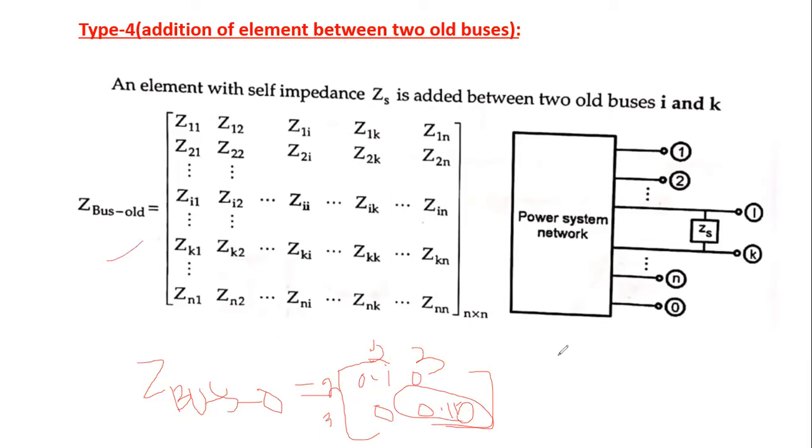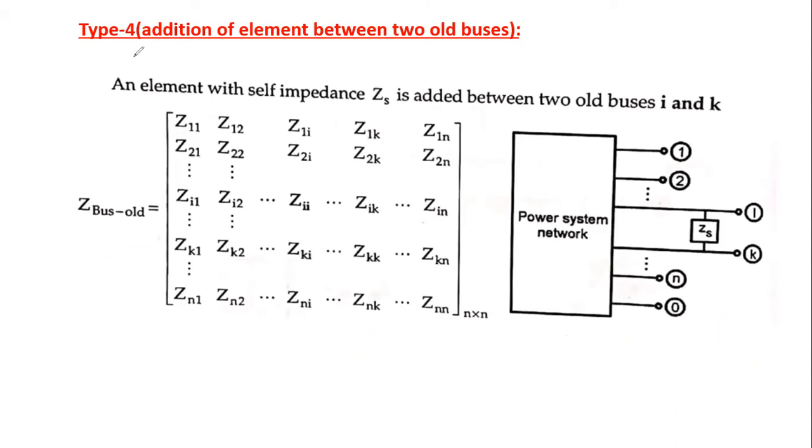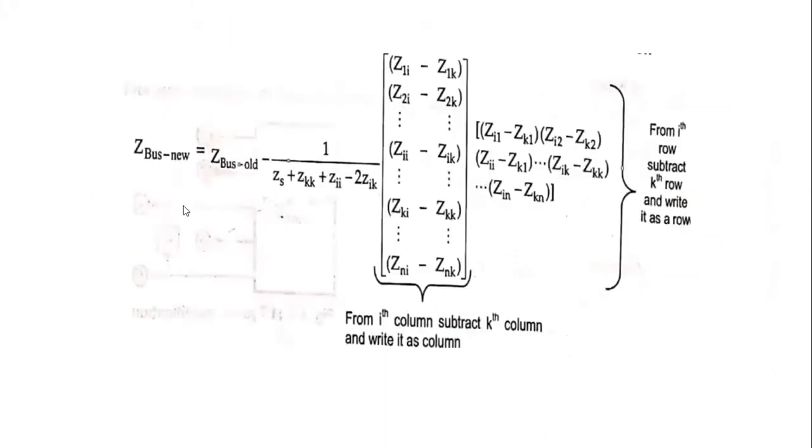In this case, what is the I value? The element is added in between the second node and third node. Therefore, I is equal to 2 and K is equal to 3. Then substitute into the formula for the Z-bus new matrix in the type 4 modification.